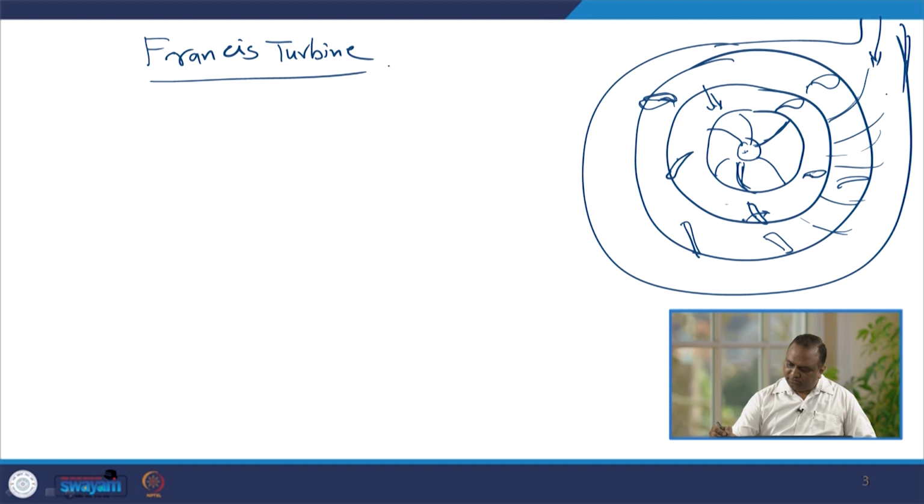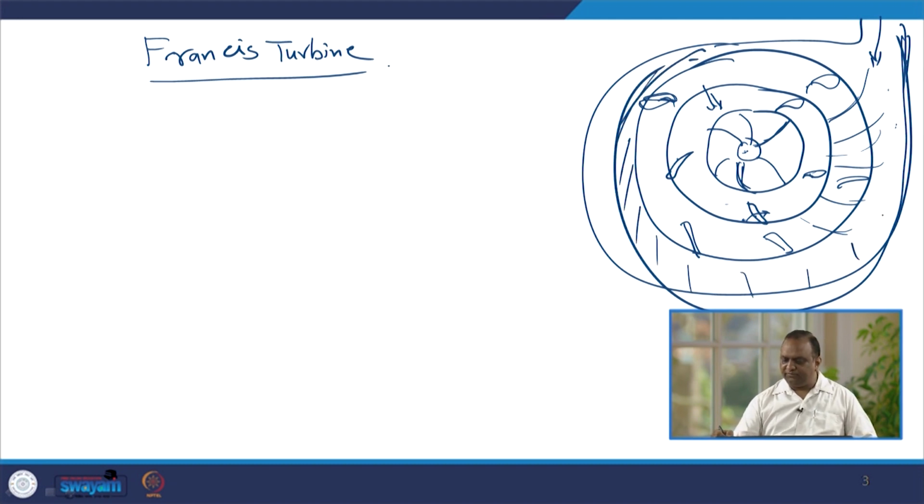the cross section area of the volute casing keeps on reducing, so that constant velocity is maintained, and there is a uniform entry of the fluid from all directions. It is very important for a good design of a Francis turbine that uniform velocity of the fluid is maintained throughout the casing.